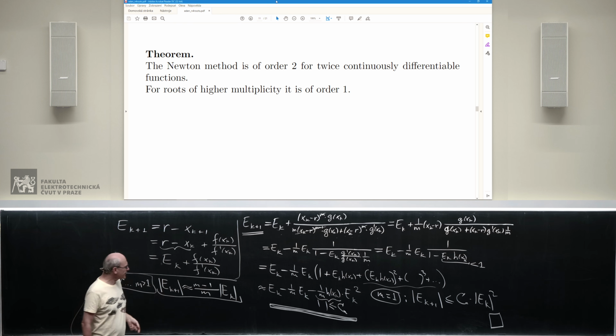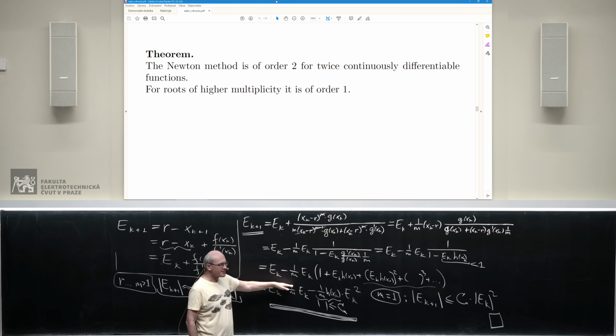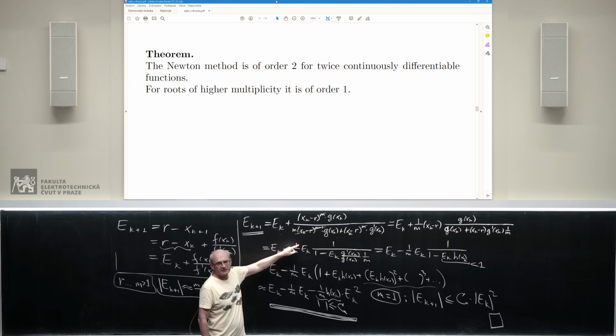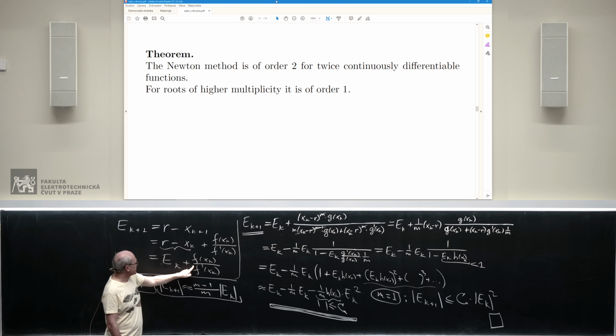How can we fix it? Well, let's have a look here. e_k would cancel if we could take this part, or perhaps this part, and multiply it by m. Can we do it? Well, then we would have to multiply by m this part, or this part, or this part, or this part, or this part. And this is actually the part of the Newton formula.